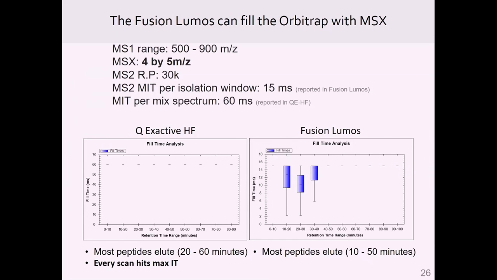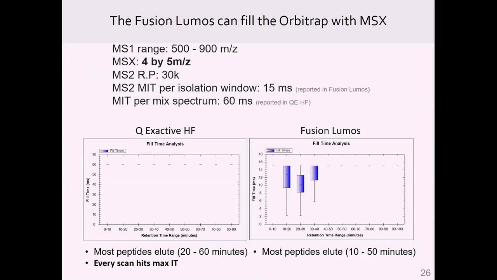I'm just going to show this another way. Instead of looking at what fraction of the scans hit a given target, I'm looking at what was the length of the fill time used in each multiplexed scan. And in the QE HF, 100% of the scans were at the maximum inject time, so 60 milliseconds. One confusing thing between the Fusion series and the QE series is that they use completely different nomenclature for everything. So the QE HF uses the combination of the 4 windows in this case.